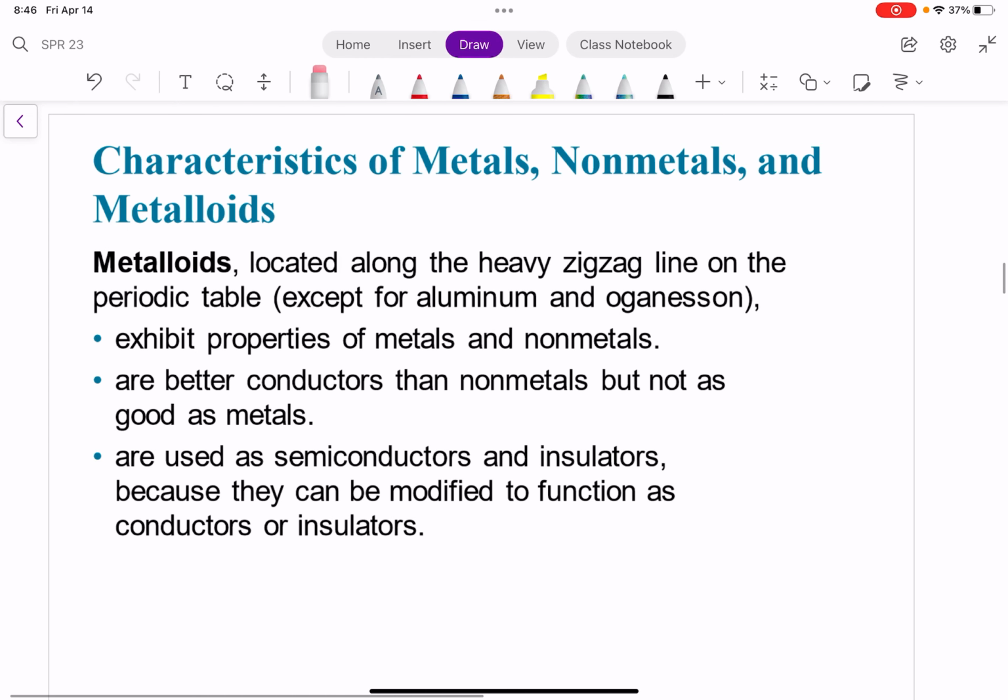And then metalloids, which, remember, are located along that staircase on the periodic table. They have properties that are in between metals and nonmetals. They're better conductors than nonmetals, but not as good as metals. And they're used as semiconductors and insulators because they can be modified to function as conductors or insulators. You might have heard the term semiconductor before.